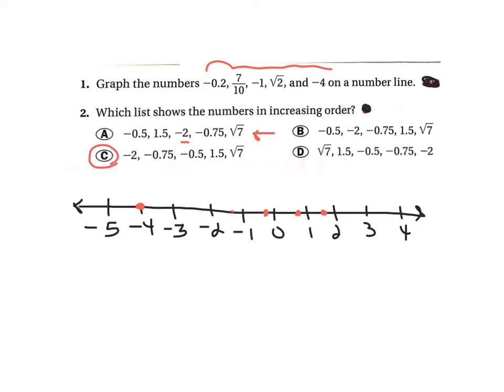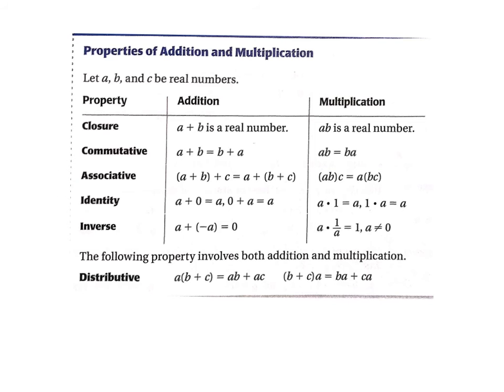Looks like C is the only choice where that is true. So I'm going to look at the rest of the list. -3/4 is next. That's good. -1/2, good. Then it goes +1.5. The square root of 7 is 2 point something. So that's perfect. So it would be C.